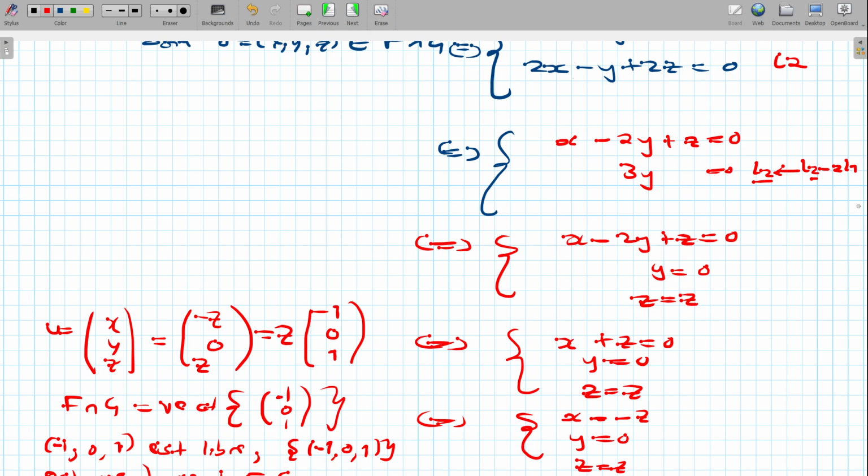Hopefully things are clear up to this point. So what would be the dimension of f intersection g? Well, the dimension of f intersection g is 1, because we only have one vector in the base. So now we know the dimension of f inter g.